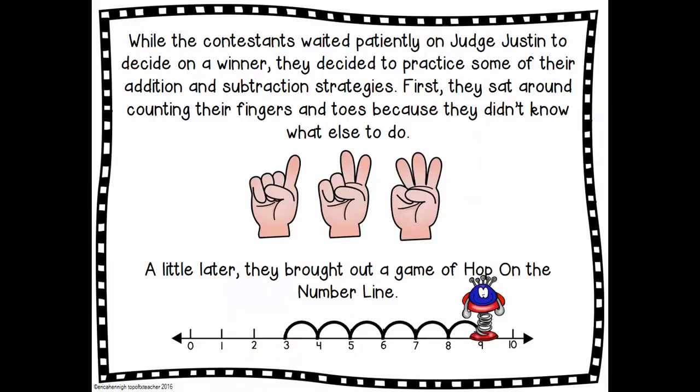While the contestants waited patiently on Judge Justin to decide on a winner, they decided to practice some of their addition and subtraction strategies. First, they sat around counting their fingers and toes because they didn't know what else to do. A little later, they brought out a game of hop on the number line.